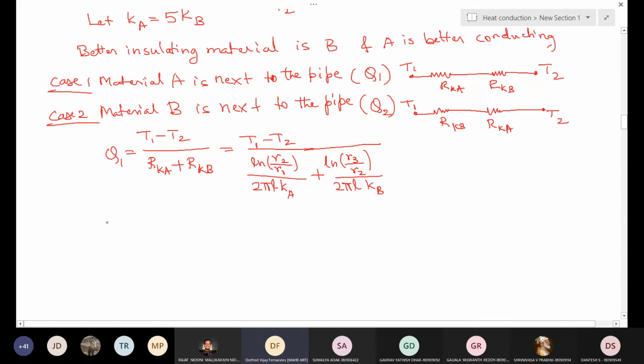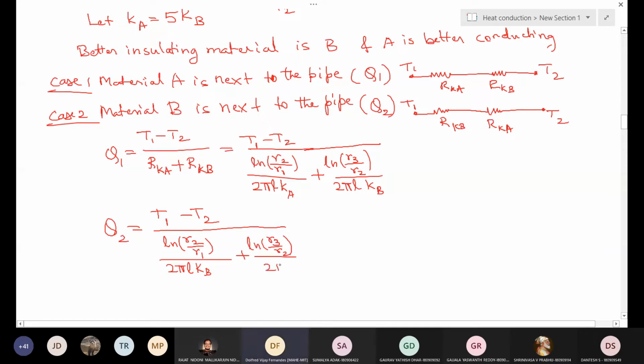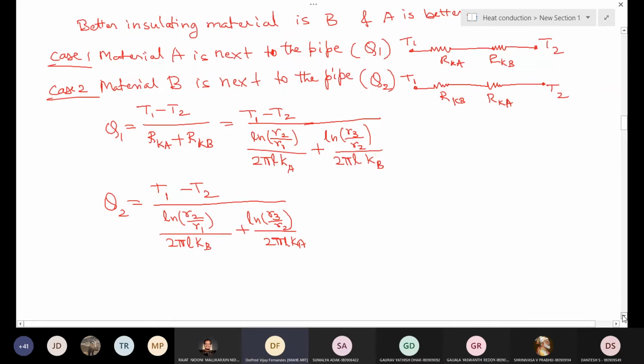The second case, case 2, Q2 will be T1 minus T2, that is the same temperature difference. Now the resistance of first material is B. So ln R2 by R1 divided by 2 pi L KB plus ln R3 by R2 divided by 2 pi L KA. Now what you do is take the ratio of Q1 and Q2.